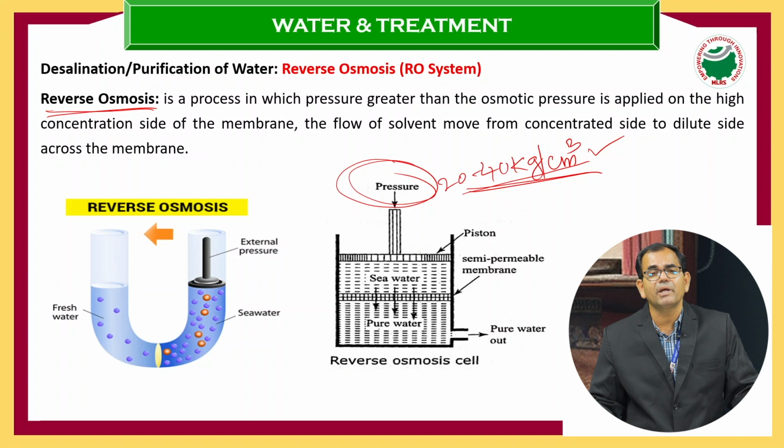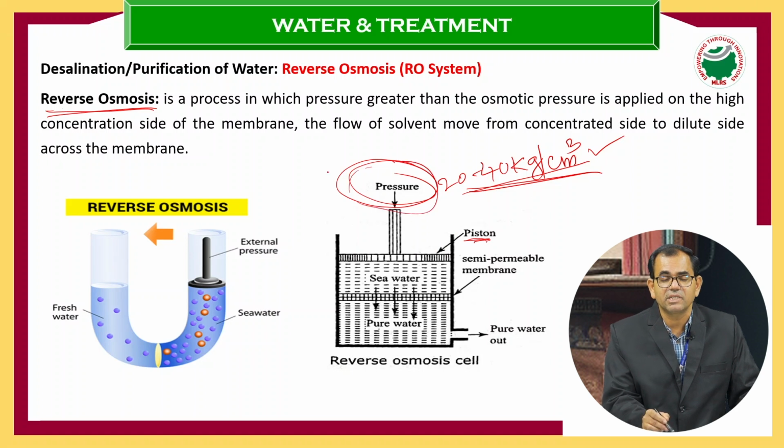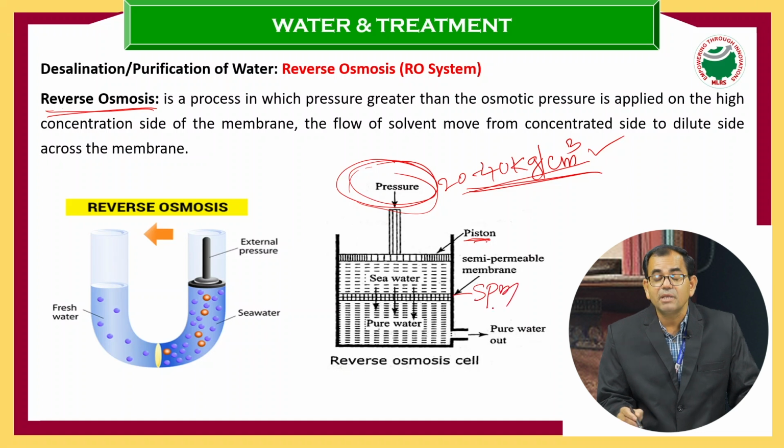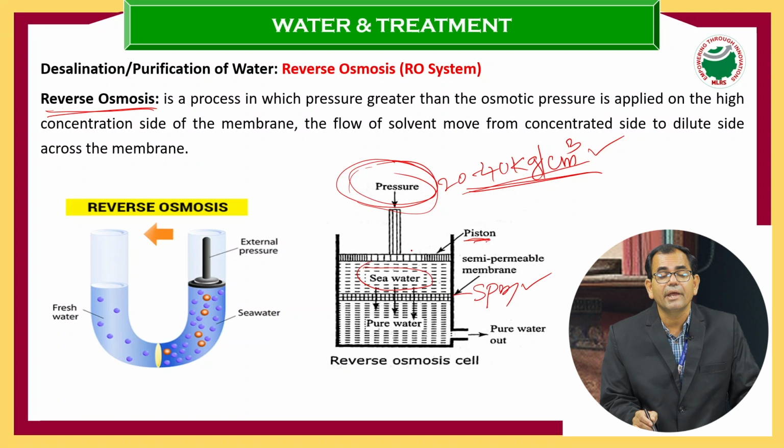Let us try to understand it in a better way. There is a chamber, and on the top there is a piston, which is for applying pressure. And there is an SPM. SPM is nothing but a semi-permeable membrane, a microporous membrane having micron size pores. So what will happen? There is seawater. Seawater is nothing but high concentration water.